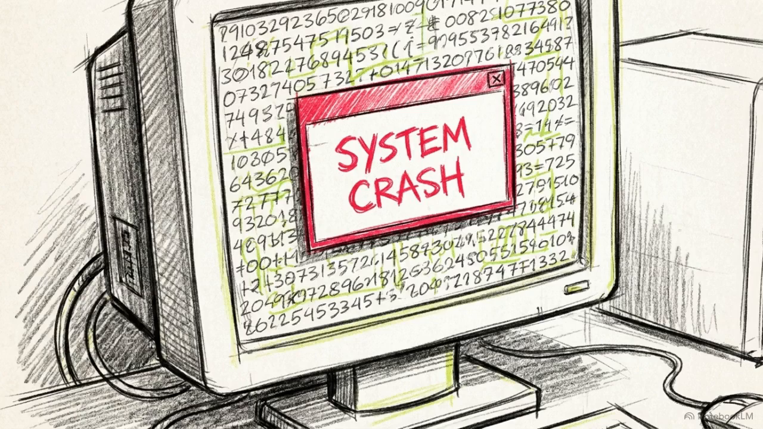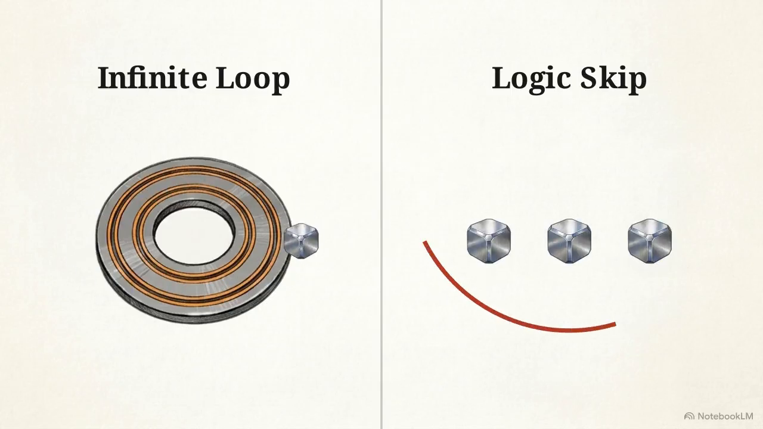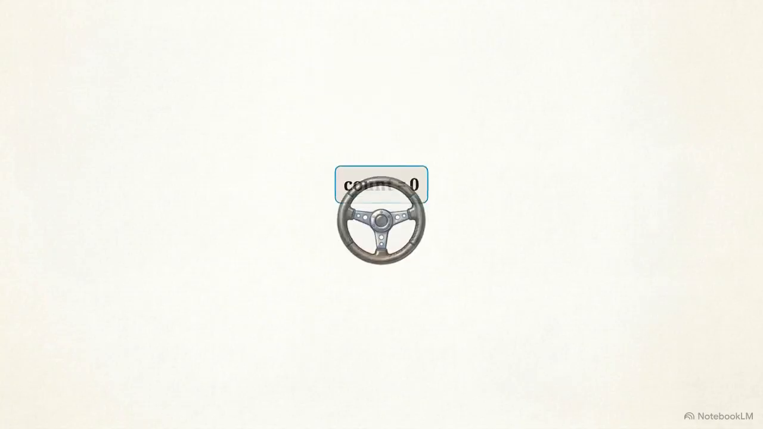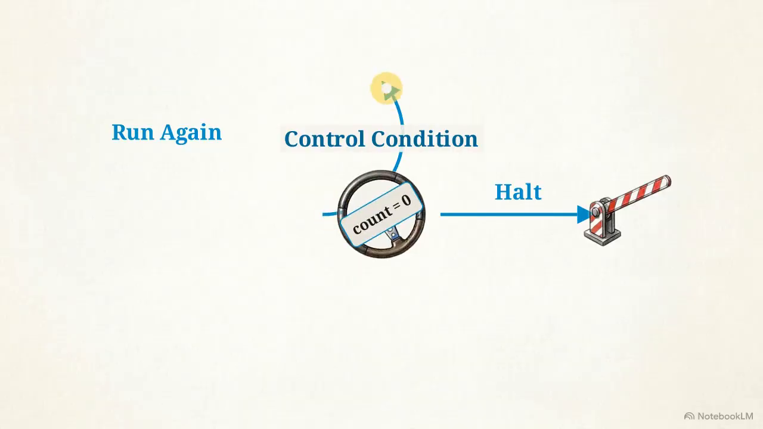Your terminal is scrolling out of control, endlessly printing numbers until your program crashes. These crashes usually happen for two reasons. You built an infinite loop that never stops, or a logic skip bypassed your data entirely. The fix comes down to a single mechanism, the control variable. It acts as the steering wheel, deciding if the loop runs again or halts.